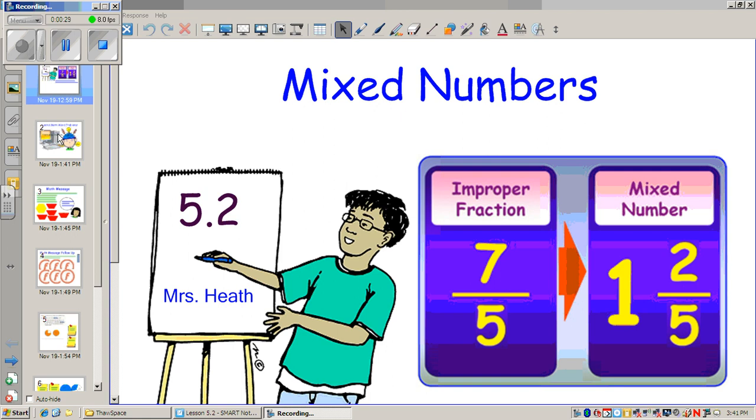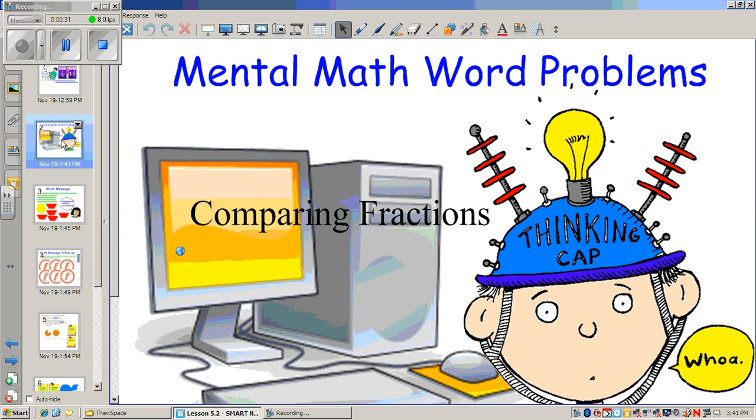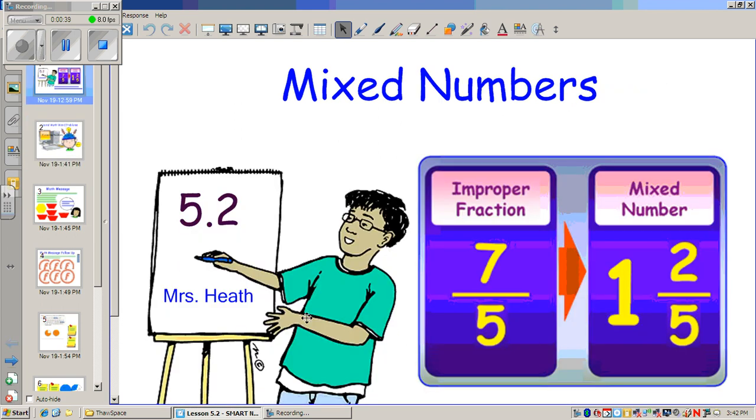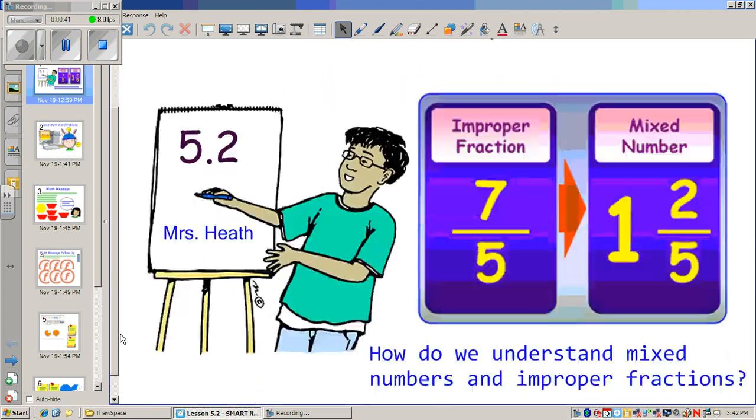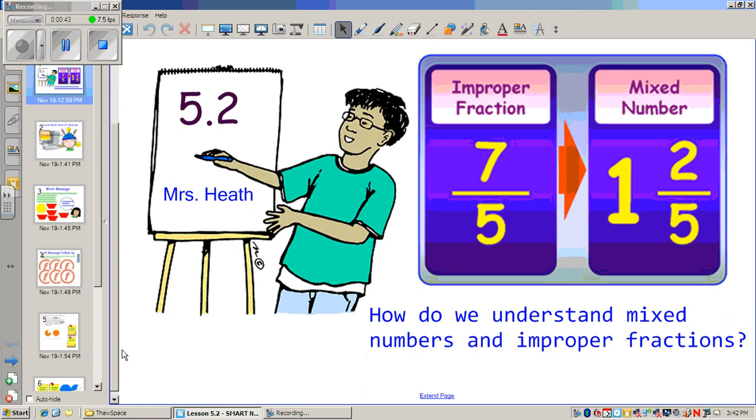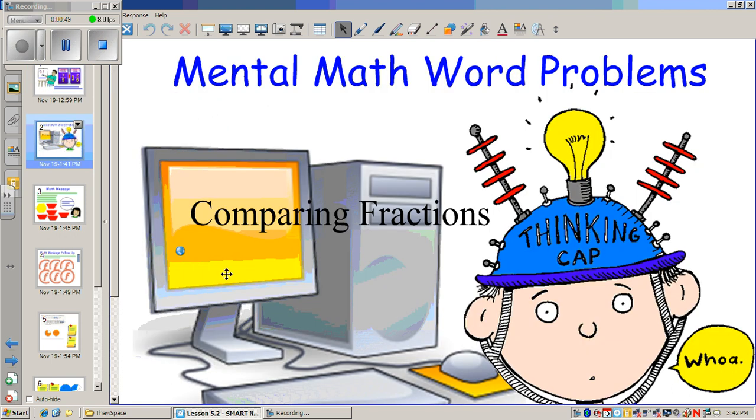Okay, let's get started. We're going to be comparing fractions. And I wanted to talk a little bit about this before I do our mental math. Oh, one thing I forgot. I want to go back here and talk about our little message. How do we understand mixed numbers and improper fractions? That's our objective for the lesson, and I forgot to do that. Sorry. Okay, so let's go on to IXL.